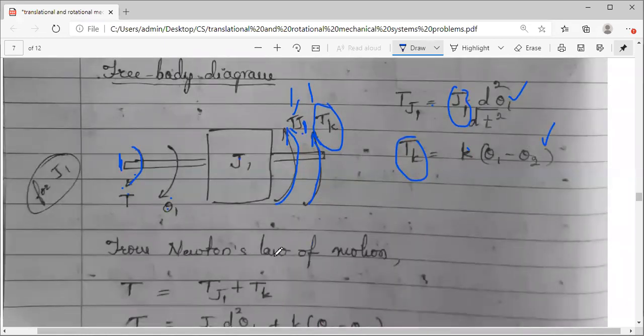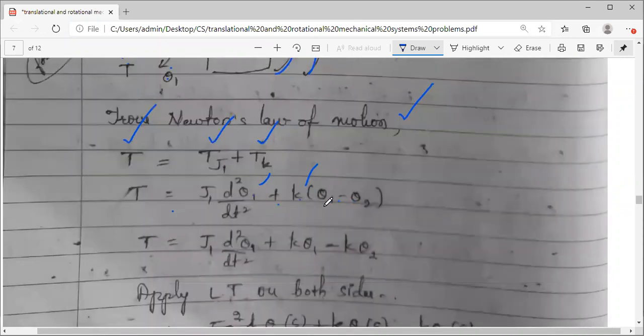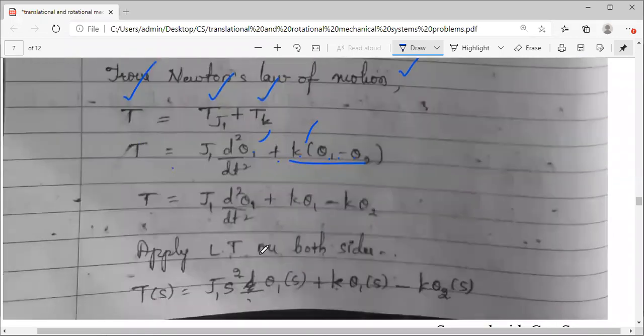Okay, after writing these, go for Newton's law. From Newton's law, applied torque is equal to sum of opposing torques. And whatever force equations you know, substitute them. T is equal to J1 d by dt square of theta 1 plus for Tk it is k into theta 1 minus theta 2, or T is equal to, expand this. k theta 1 minus k theta 2. After this, go for application of Laplace transform. Apply the Laplace transforms on both sides.